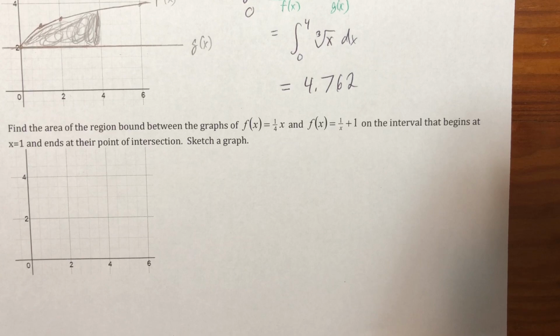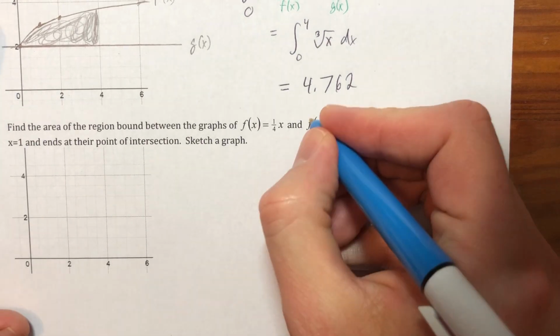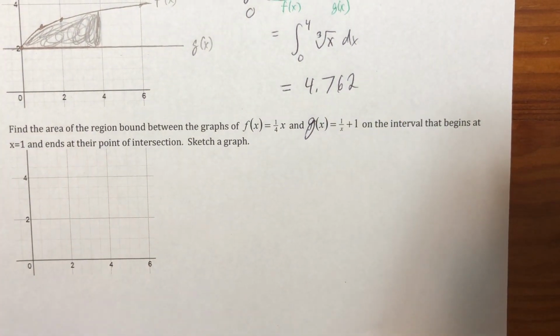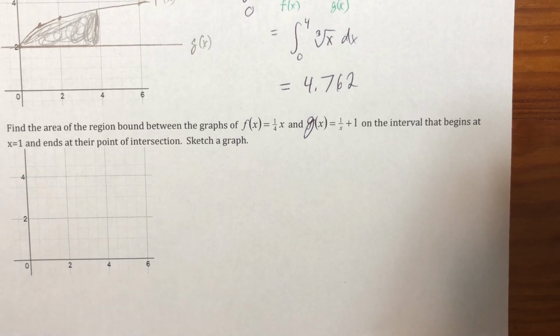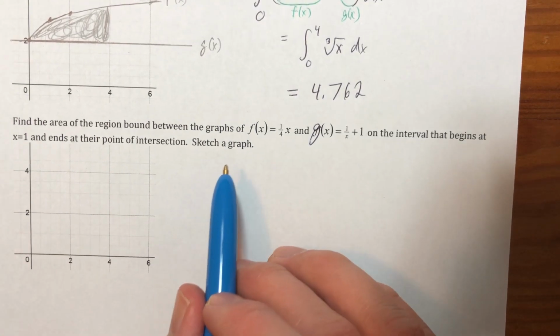Find the area of the region bounded between the graphs of f of x equals 1/4 x and, that should say, g of x equals 1 over x plus 1 on the interval that begins at 1 and ends at their point of intersection, and sketch a graph.